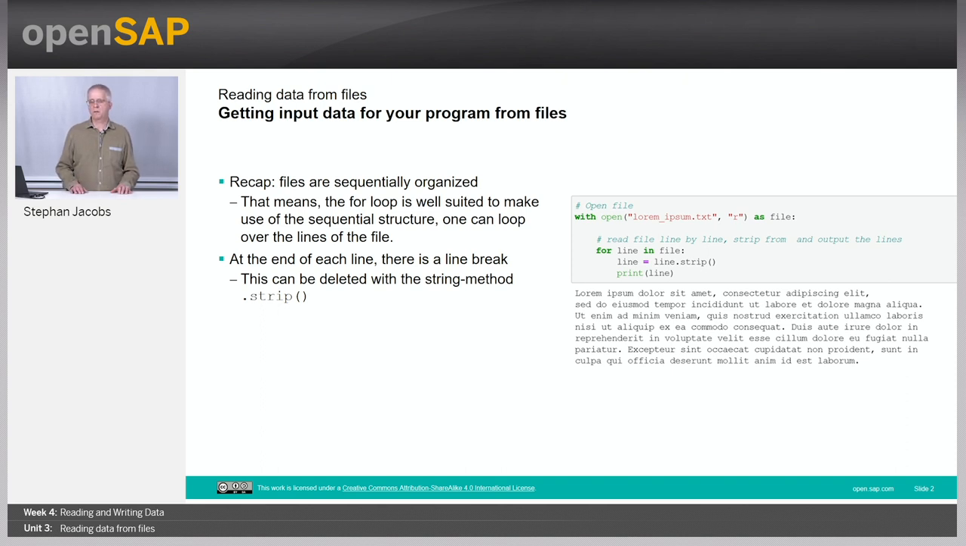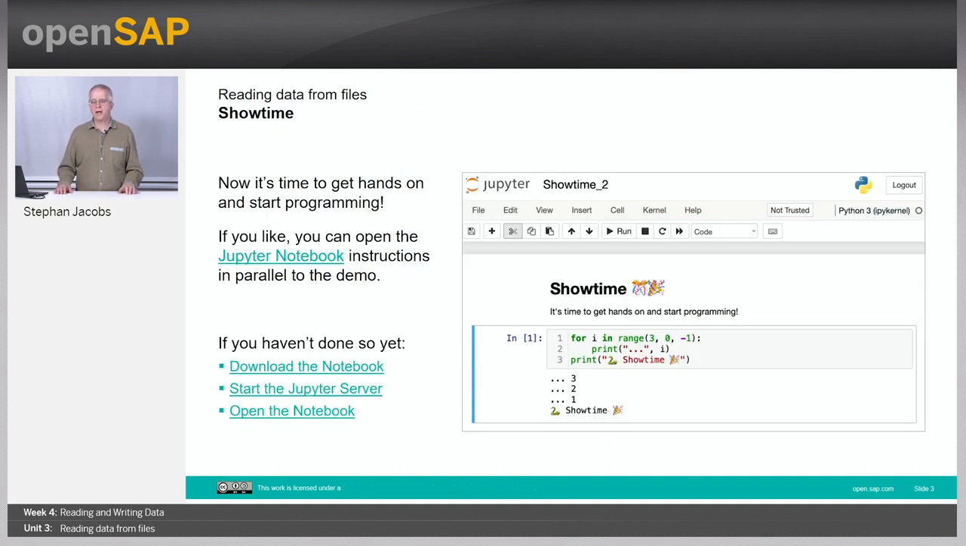What is important though is that within a file, each line has an end of line. And this one, in most cases, we have to delete. We can do so using the string method strip. Strip deletes unnecessary blanks and spaces at the very beginning and at the end of each string. So give it a try.